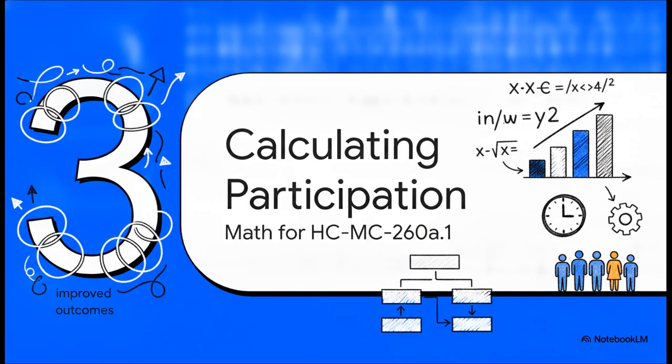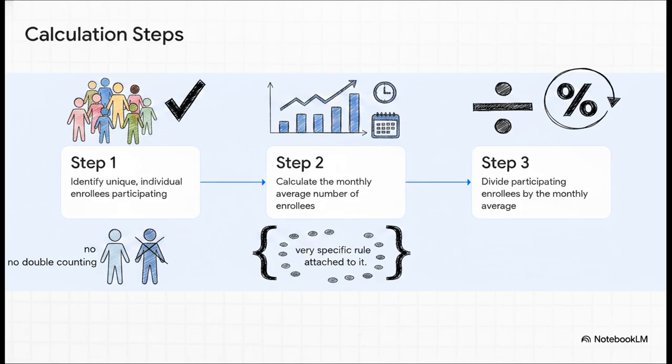Let's master the math for metric HC-MC-260A.1. Okay, to calculate your participation rate, you've got to meticulously follow 3 specific steps. Step 1 is identifying your numerator. This is the number of unique individual enrollees participating. The big operational challenge here is data integrity. You absolutely have to ensure there's no double counting across your disparate claims and wellness platforms. Step 2 is calculating your denominator, which is your monthly average number of enrollees. And then step 3, you just divide the numerator by the denominator to get your final percentage.